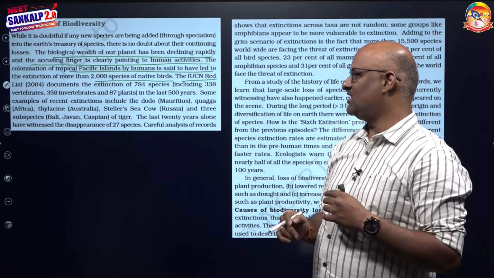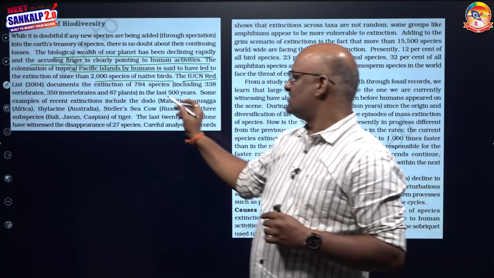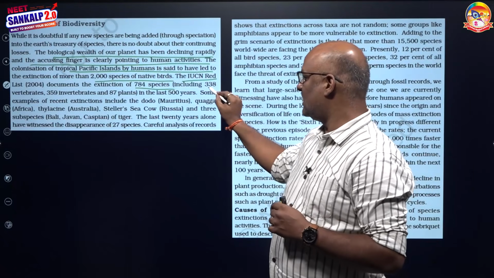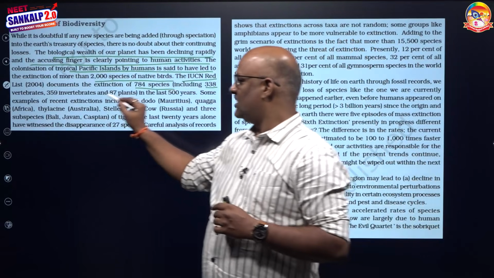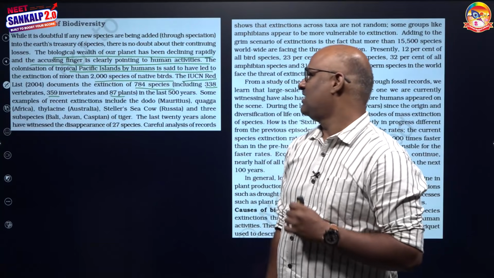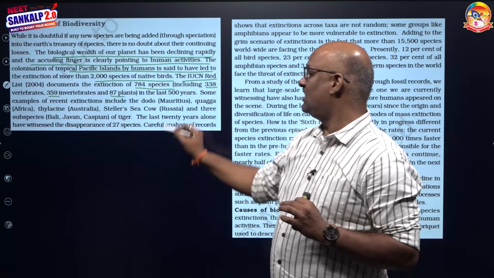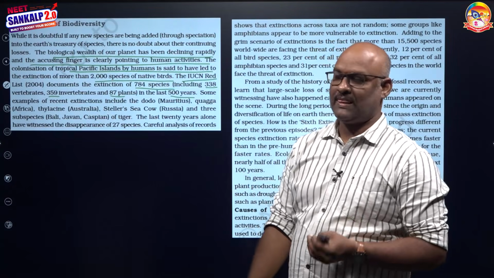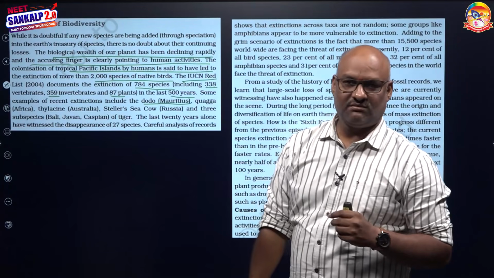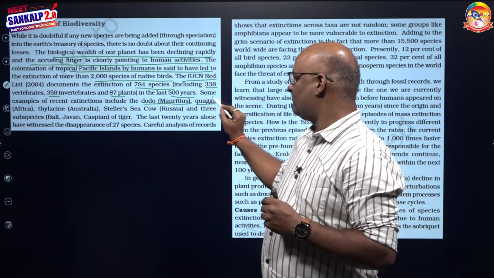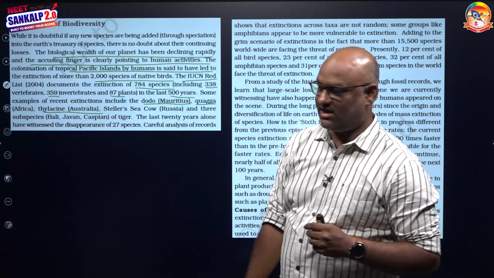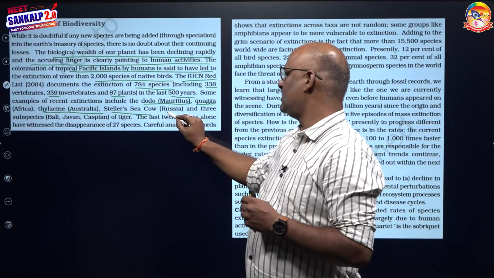In this IUCN Red List, according to 2024, 784 species, including 338 vertebrates, 359 invertebrates and 87 plants, became extinct in the last 500 years. Very important, all the numericals. For the recent extinctions, the dodo is a bird which became extinct from Mauritius, the quagga is from Africa, the thylacine is from Australia, the Steller's sea cow is from Russia.